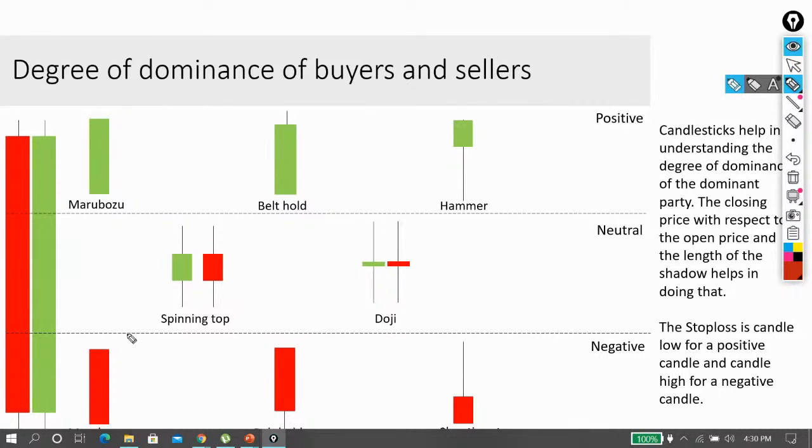Okay. Now coming to the neutral candles, spinning top and doji. Why are these two neutral candles? Ideally, a spinning top and a doji should have equal shadows on both sides. That is, this length would be more or less equal to this length, right? And the body will be generally small. A doji will have negligible body, and here the body will be very small.